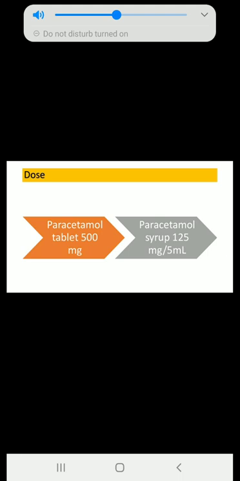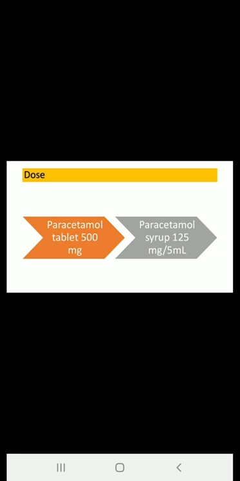Now we'll see its dose. For the paracetamol tablet, the dose normally prescribed by the physician is 500 milligram. In syrup form it is somewhat less compared to the tablet dosage form. The normal dosage is paracetamol syrup 125 milligram per 5 ml.